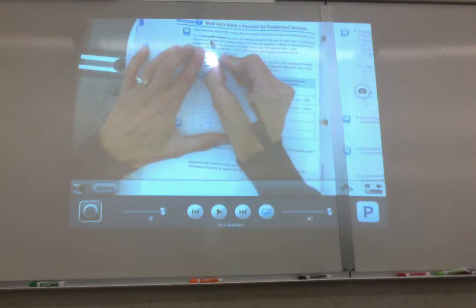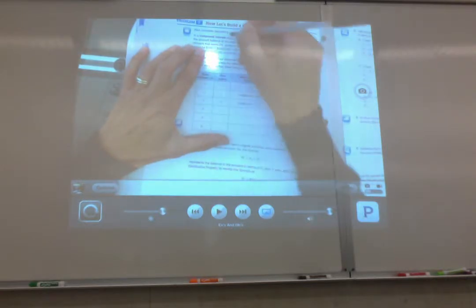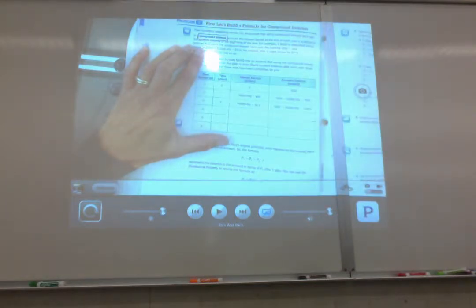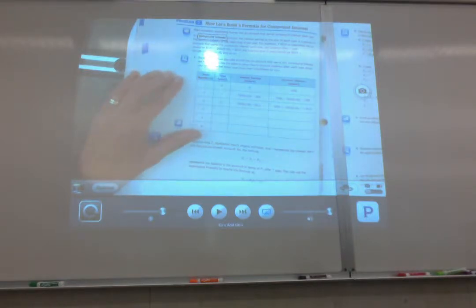Compound interest. Put a big box around that. Is that the same thing that we've been working with? No. What have we been working with? Simple interest. So this is going to be a little bit different. Okay, compound interest, a little bit different.